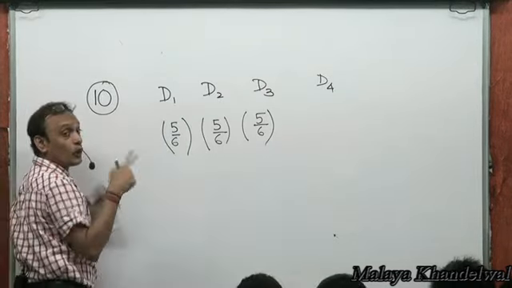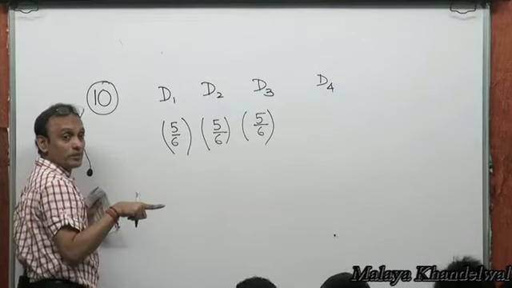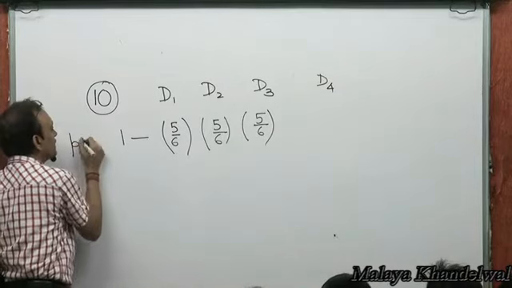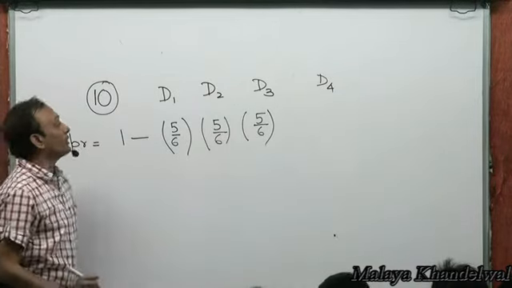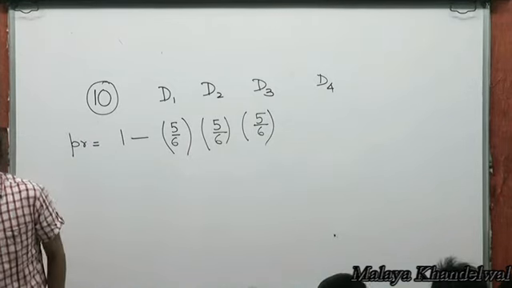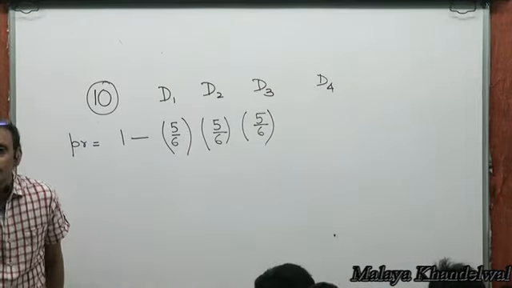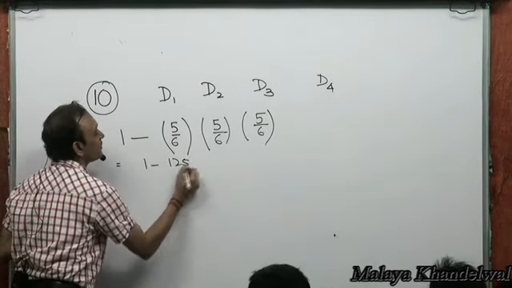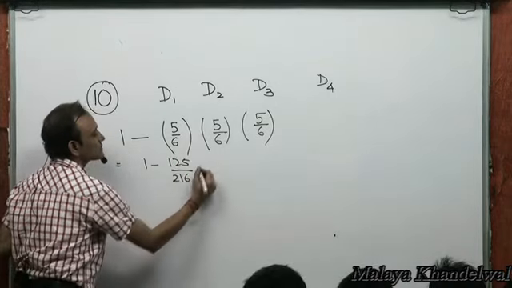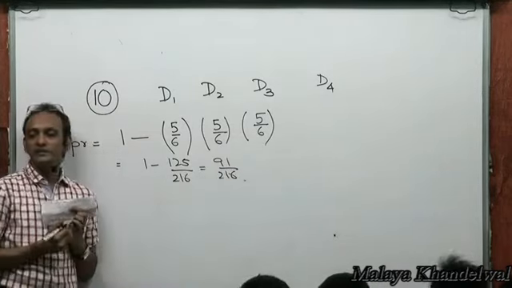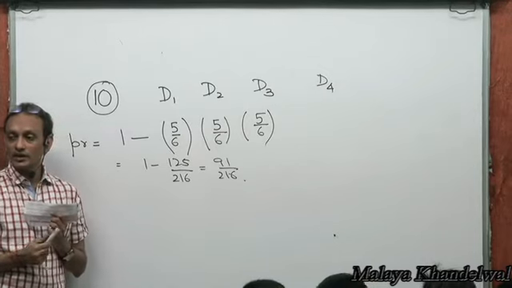But we don't want this. We just want the complement of this probability. What we need is 1 minus this will give me the probability that D4 has something in common with at least one of D1, D2 or D3. So this would be 1 minus 125 by 216. 91 by 216 is the required probability.